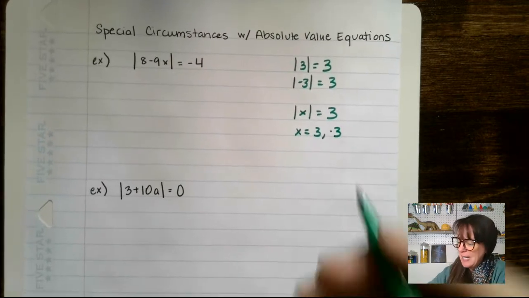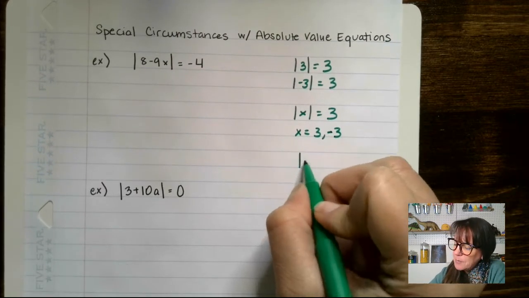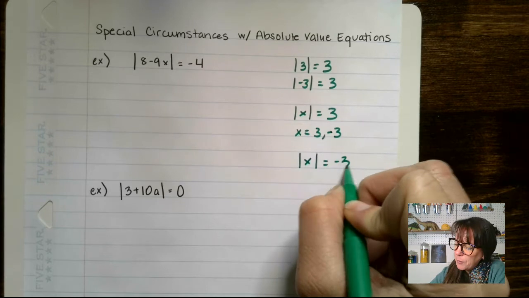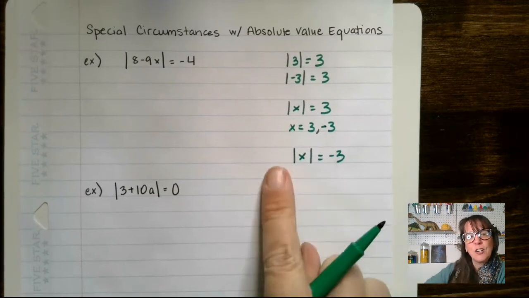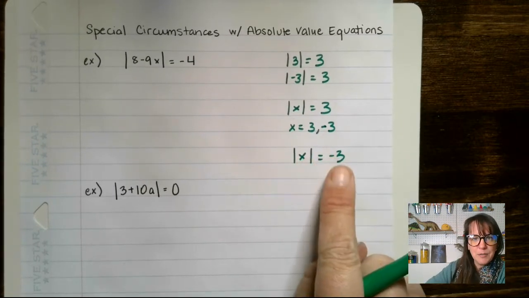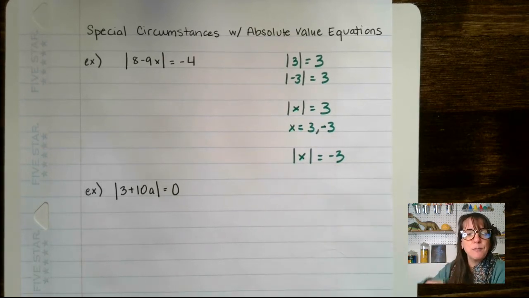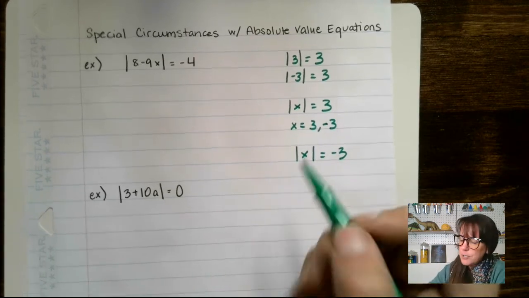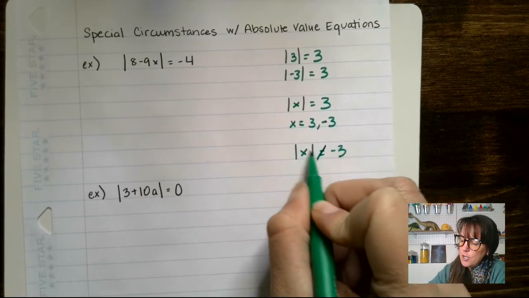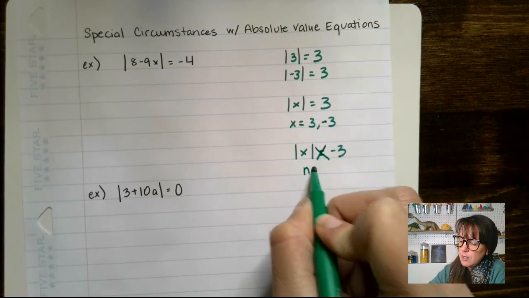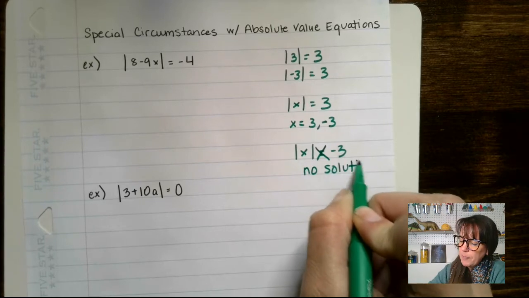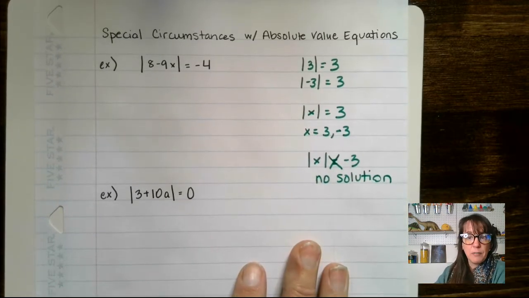Trick question time. If I have the absolute value of x equals negative 3, is there anything that I can put into that absolute value to give me a negative? Absolutely not. And that's because absolute value is absolutely positive. So this is a no solution. This one does not work. And I want you to keep that in mind as you're solving these equations.